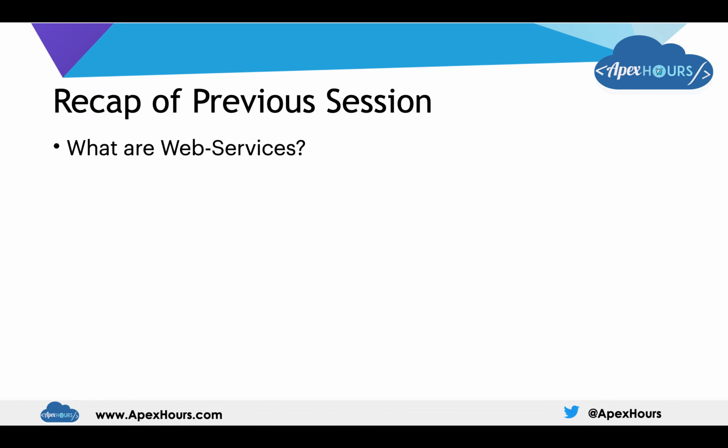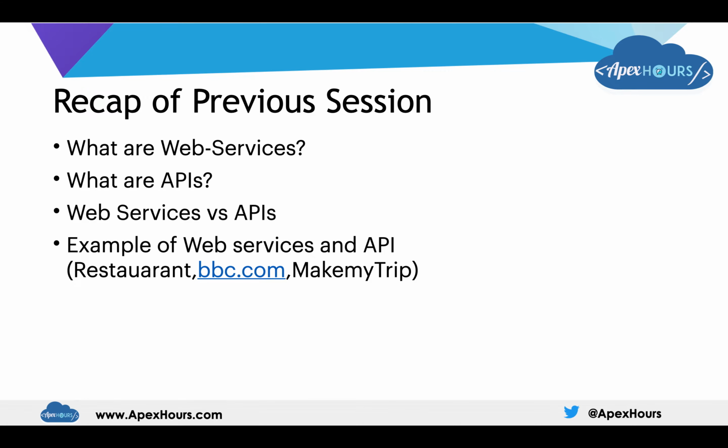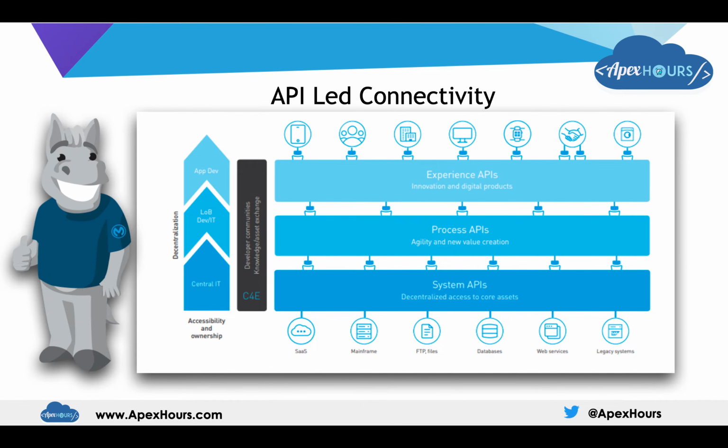Before learning MuleSoft, we should always know what web services are. We have discussed that, and we have discussed what APIs are. You might have seen that restaurant example, and that's good. Then web services versus APIs, and examples of web services and APIs: we have seen three examples. One is the restaurant example, then I gave a walkthrough through bbc.com, and then the Make My Trip website. And at last we discussed what MuleSoft is. So now in this particular session I am going to explain the API-led connectivity approach.